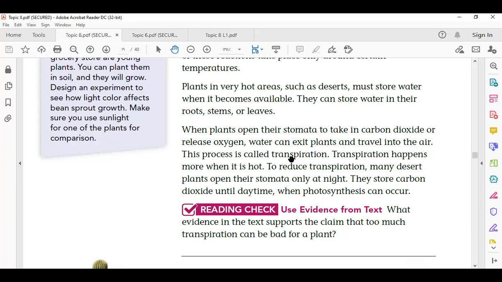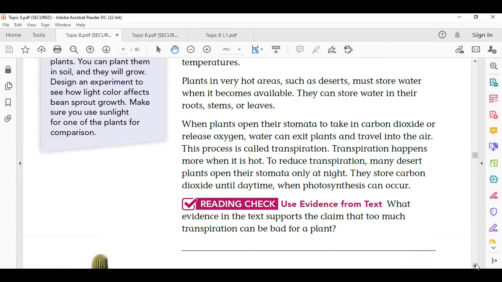Plants lose water like you lose water from your skin. Plants also lose water as water vapor in a process called transpiration. Transpiration happens more when it is hot. So to reduce transpiration, many desert plants open their stomata only at night. By the way, this is a behavioral adaptation. They store carbon dioxide until daytime when photosynthesis can occur.